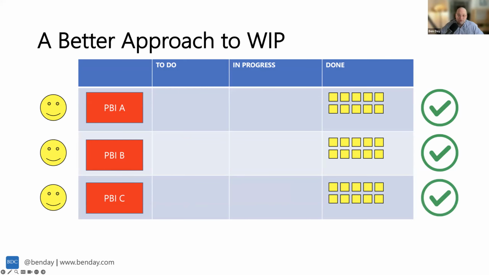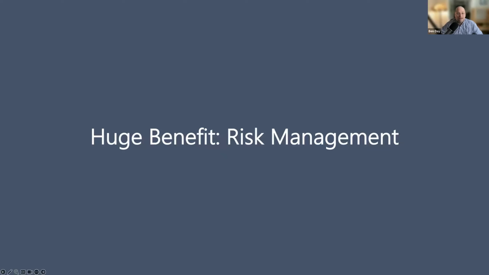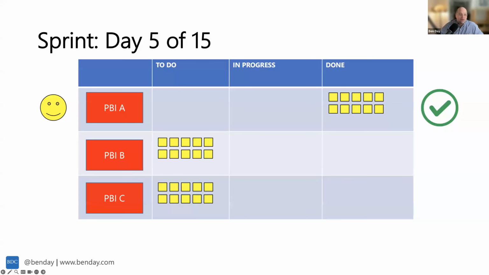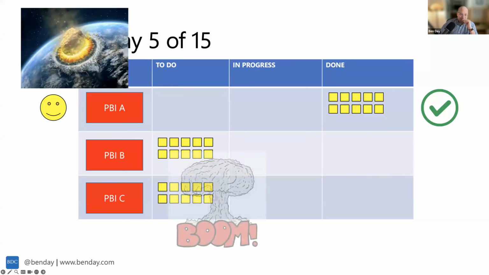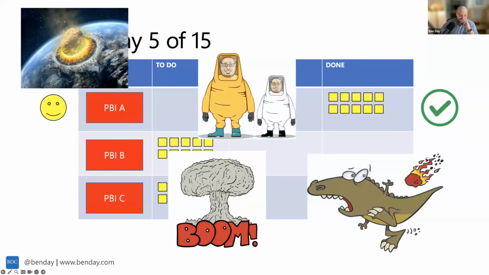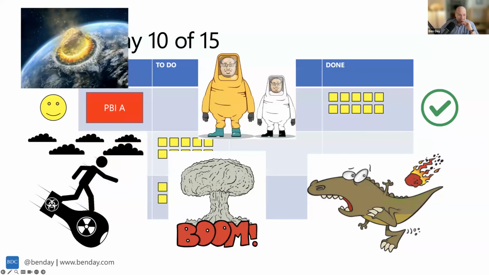Now, what we're doing has a huge benefit for managing risk. Biggest risk we've got in Scrum is that we deliver nothing at the end of the sprint. So what we're trying to do is focus on delivering things to done sooner. So let's say that we're working this way. And on day number 5 of 15, we've got this PBI A completed, and then everything's a disaster. From that point on, it's just the rest of the sprint, nothing goes right.